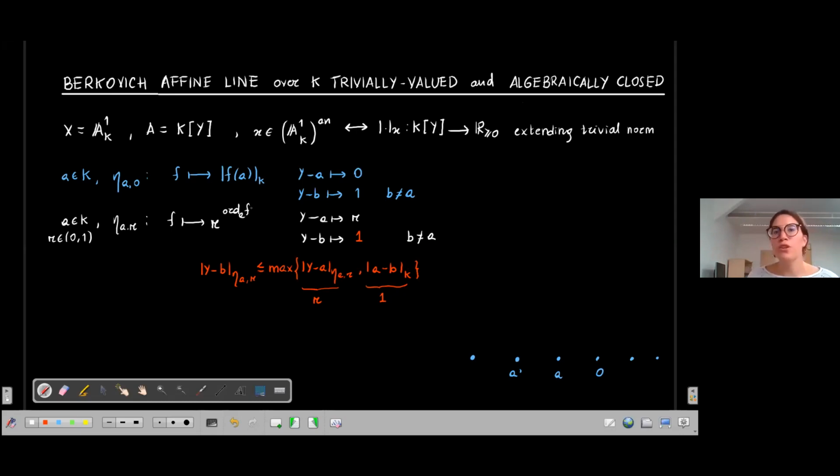You can define the order in two ways. You can think of the biggest power m such that y minus a at the power m is dividing f. Or you can also think of the first non-zero term in the Taylor expansion of f at a.